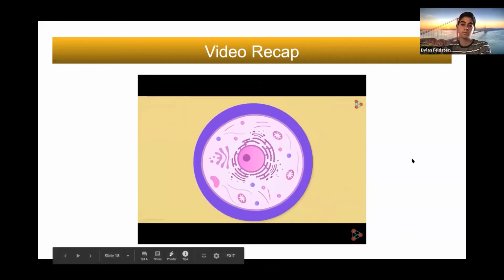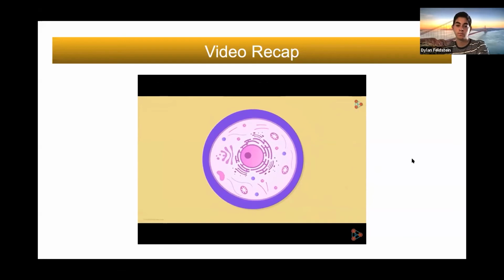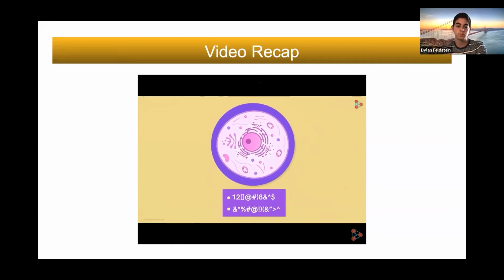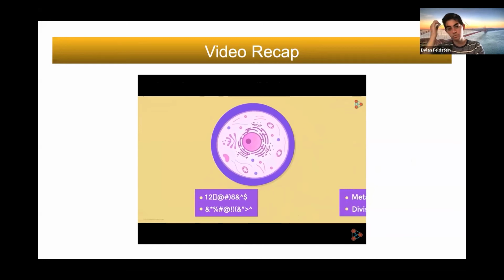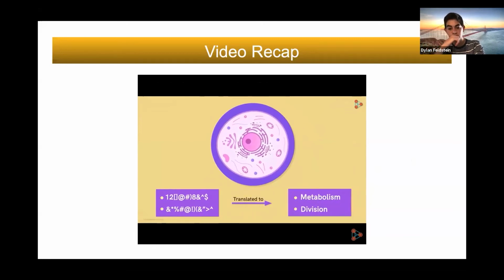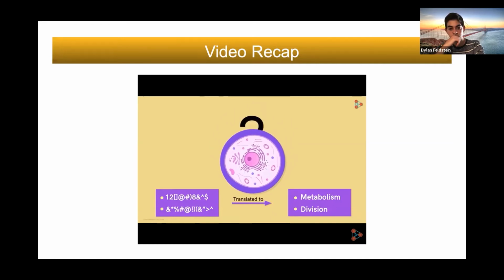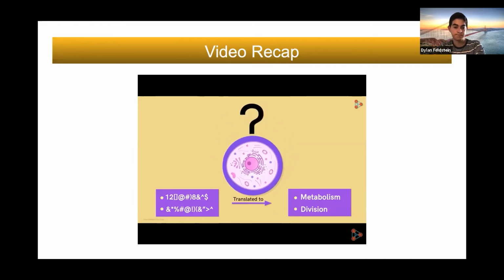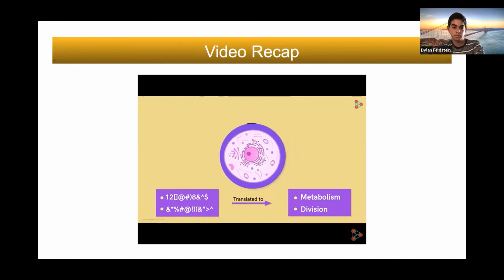Imagine this cell to be in a similar situation. Let's assume that this cell encounters a set of instructions for performing a task. But the instructions are written in a coded language. So all it needs to do is to translate this language and then perform the task. Any idea which process we are talking about? That's right, we are talking about the translation process.